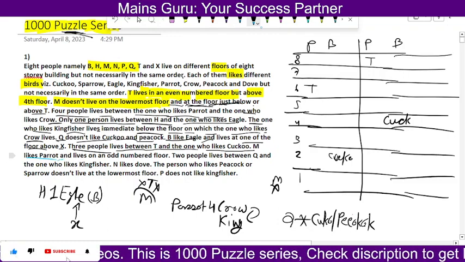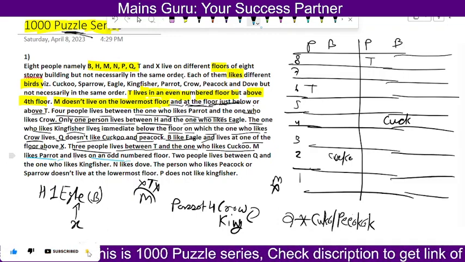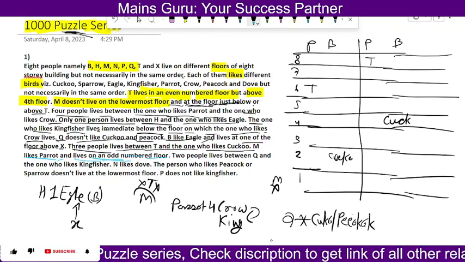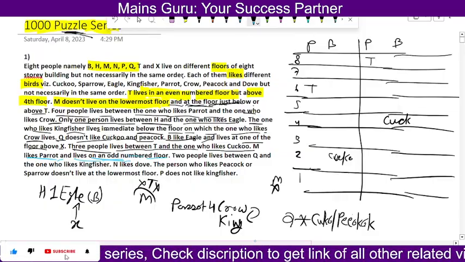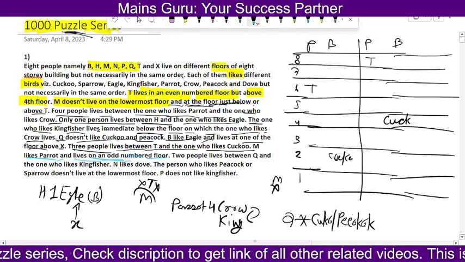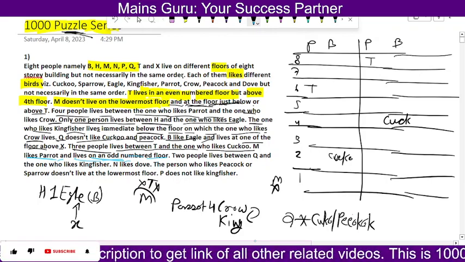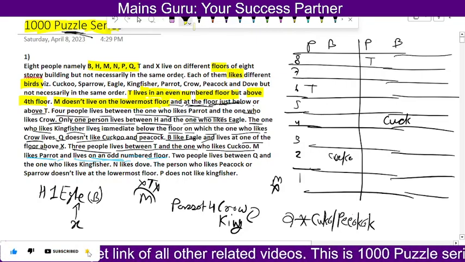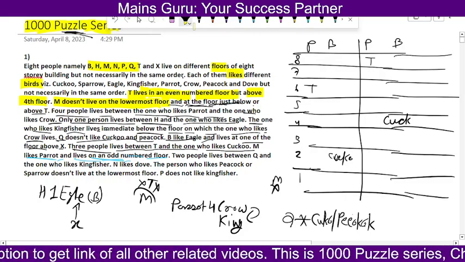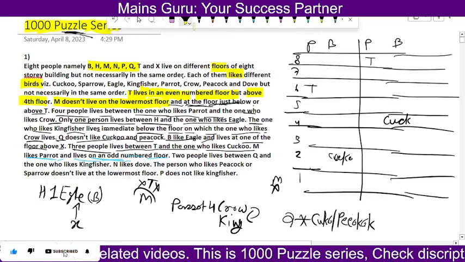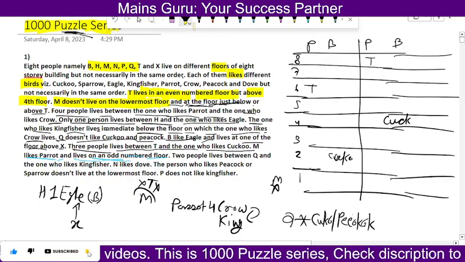M likes parrot and lives on an odd number floor. So M cannot live here. Is it possible to write M here? No, not possible. The first odd number is this, so M is not possible here. The second odd number is this, not possible. It is possible here. M is not possible here and here.